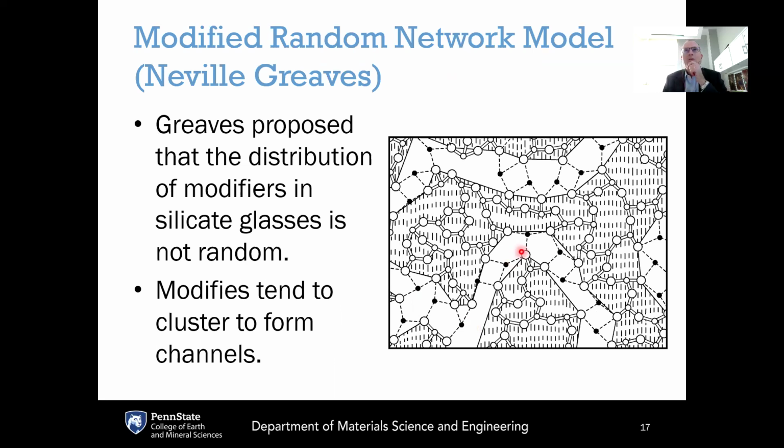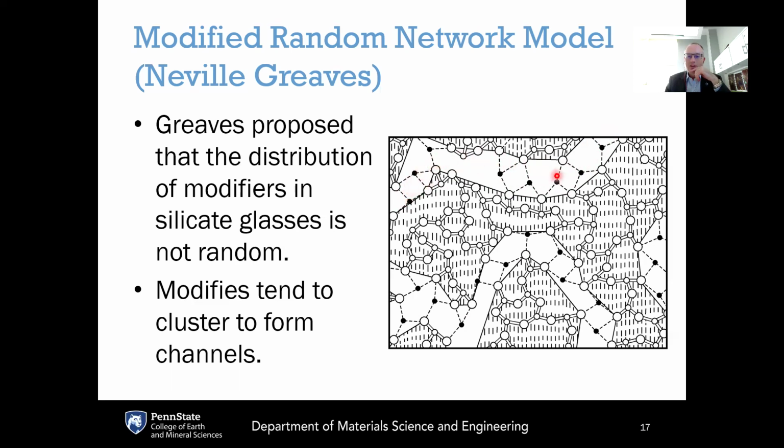Now, this was kind of discussed under the assumption that all of these modifiers are going to be randomly distributed in the glass structure. There is a modification to Zachariasen's continuous random network model called the modified random network model, which was proposed by Greaves, where Greaves noted that there is actually some degree of clustering of the modifiers, meaning these dark atoms here are modifier ions, that they don't just randomly distribute in the glass structure, but they tend to cluster and form kind of channels in the glass structure.